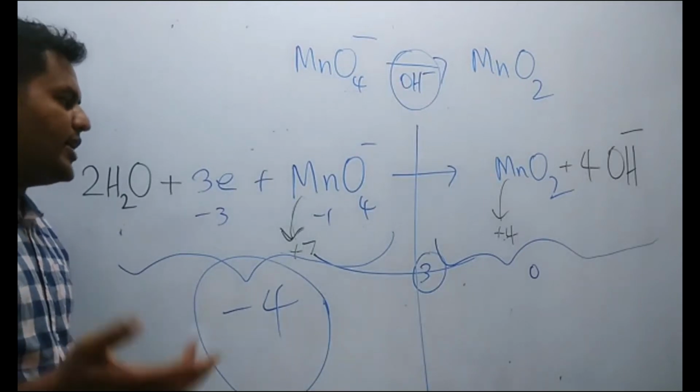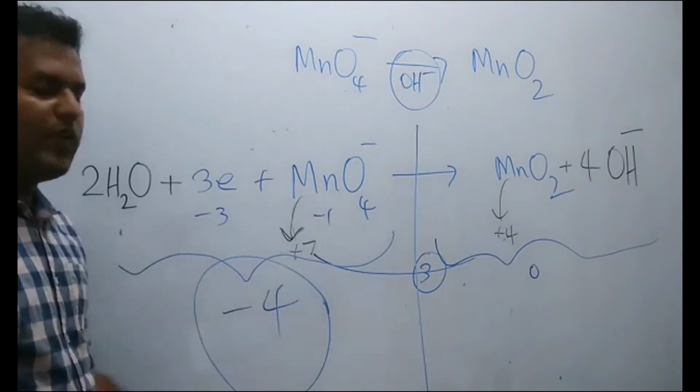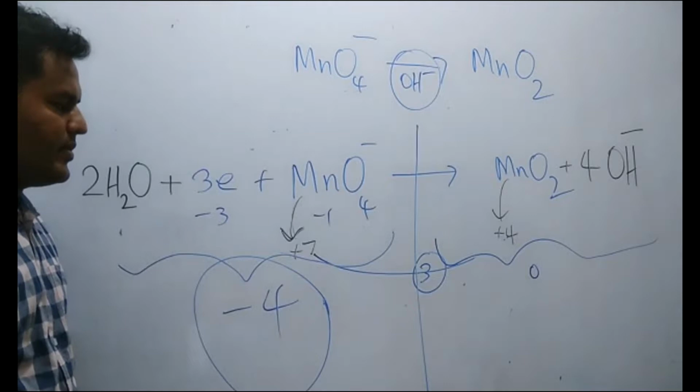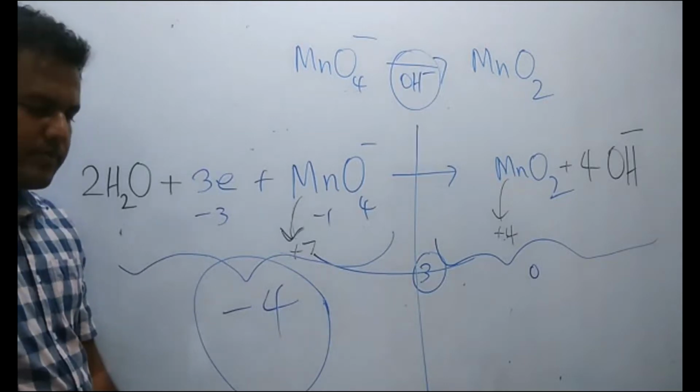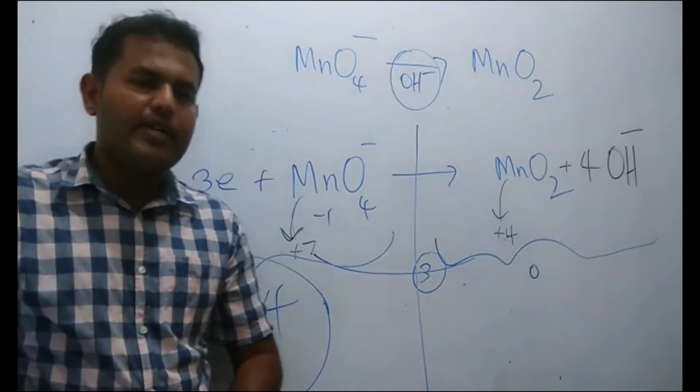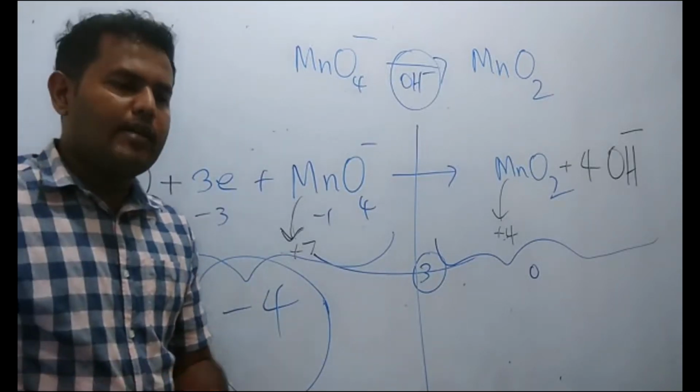So is it oxidation or reduction? +7 to +4, oxidation number is decreasing. It's a reduction. So this is basic medium. I'll do 2 examples and finish the session, right?